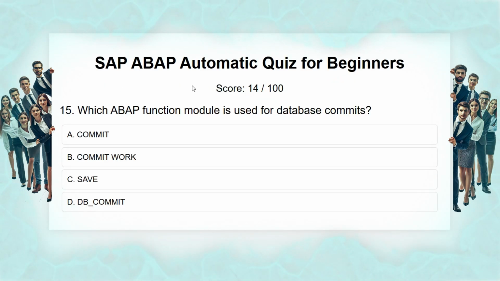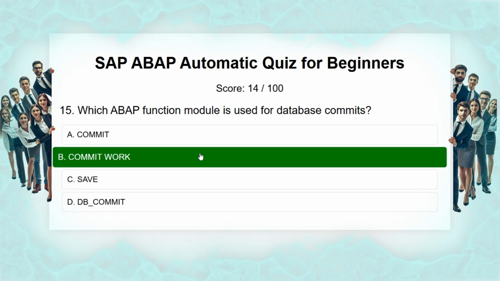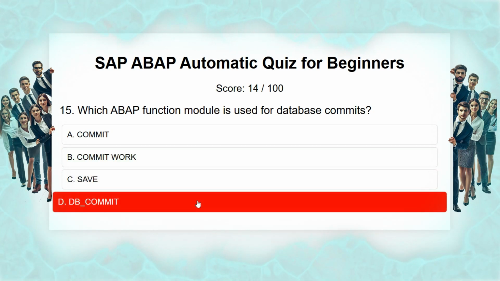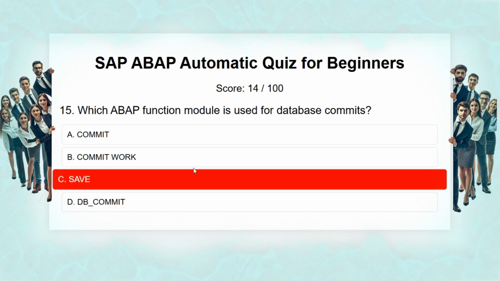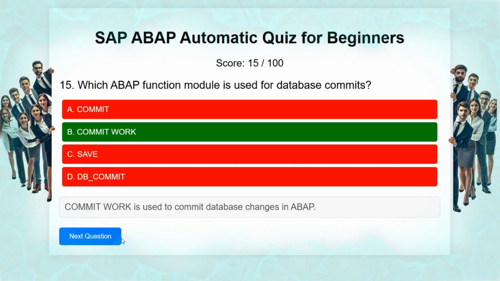15. Which ABAP function module is used for database commits? A. Commit. B. Commit work. C. Save. D. DB_commit. Correct answer. Commit work is used to commit database changes in ABAP.